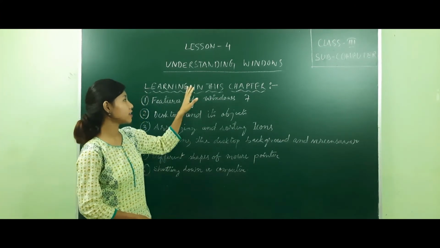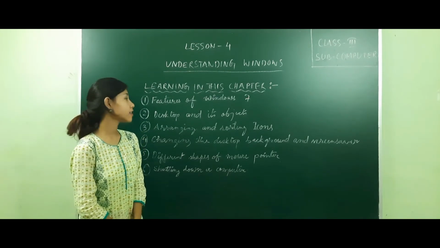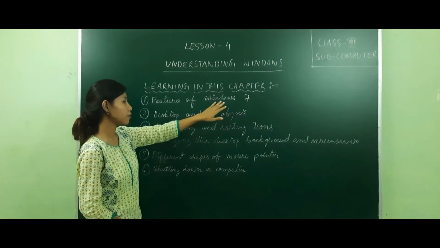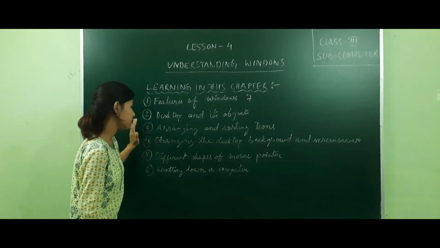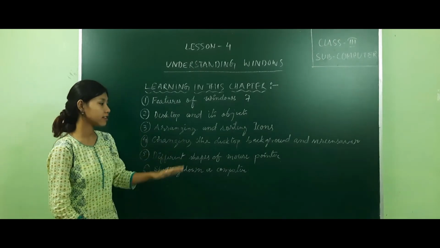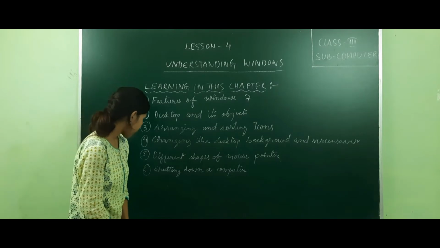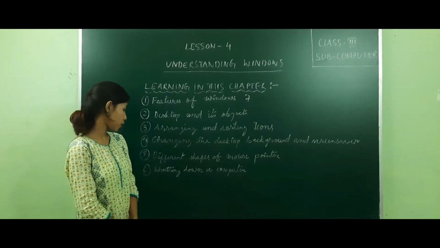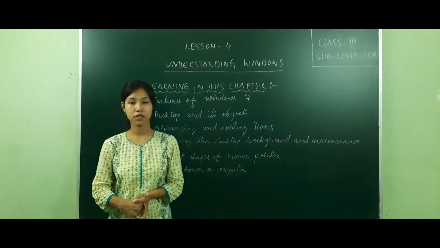Lesson number 4, Understanding Windows. In this chapter, we're going to learn about: number 1, features of Windows 7; number 2, desktop and its objects; number 3, arranging and sorting icons; number 4, changing the desktop background and screensaver; number 5, different shapes of mouse pointer; number 6, how to shut down a computer.